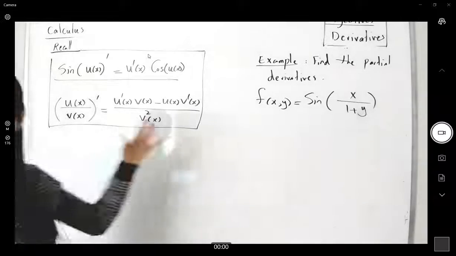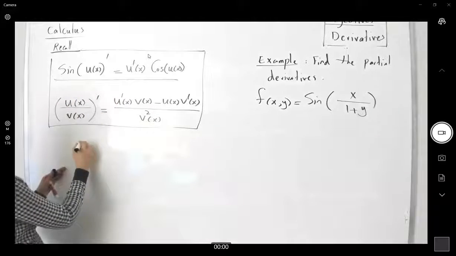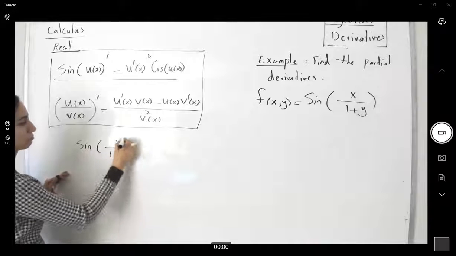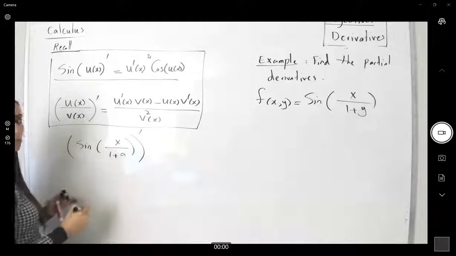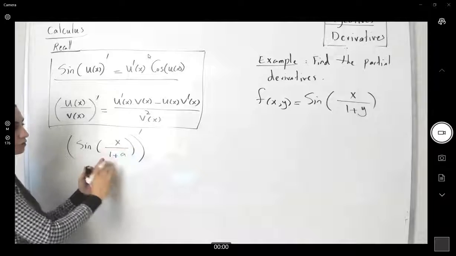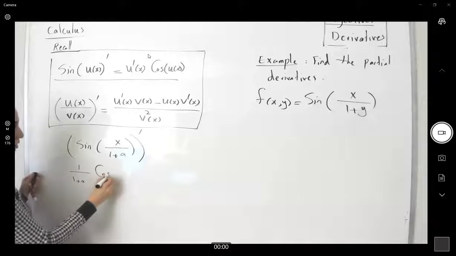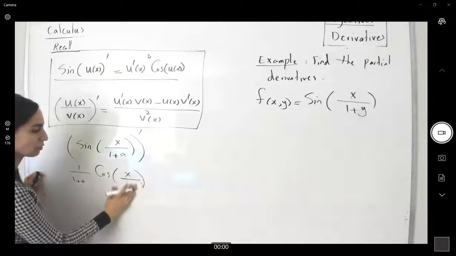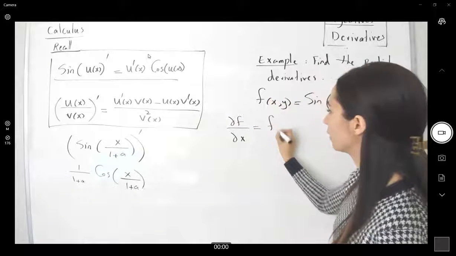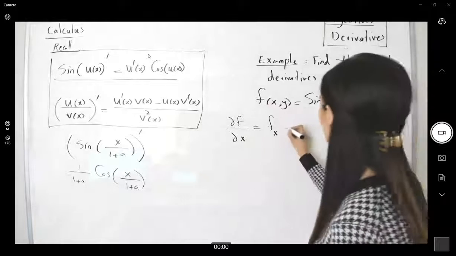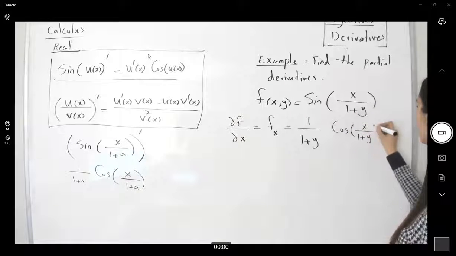So when we are taking the partial derivative with respect to x, it means that our y is just a constant, just a number. Think about it this way. Here you have sine of x divided by 1 plus a. This y actually acts like a constant. So when you're taking the derivative, you're going to apply the chain rule. The derivative of x divided by 1 plus a is going to be 1 over 1 plus a, and the derivative of sine is cosine. So we're going to copy down whatever is in our parentheses. The partial derivative of f with respect to x, you can write as f sub x as well. So another notation for you is going to be 1 divided by 1 plus y times cosine of x divided by 1 plus y.